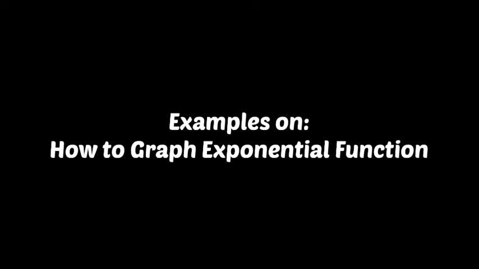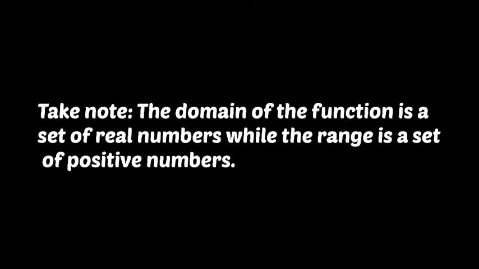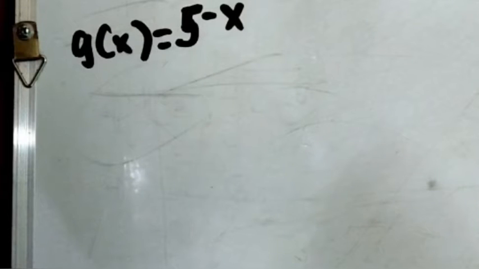Let us get our dirty blackboard and do examples. Here are 5 examples on how to graph an exponential function. Take note, the domain of the function is the set of real numbers, while the range is the set of positive numbers. Our given, g(x) equals 5 to the power of negative x.